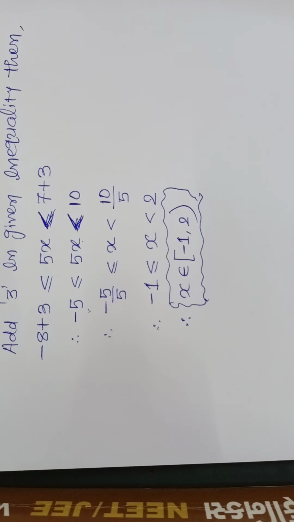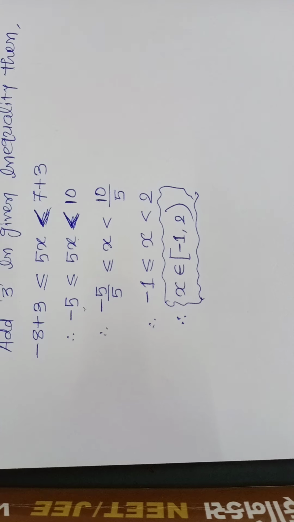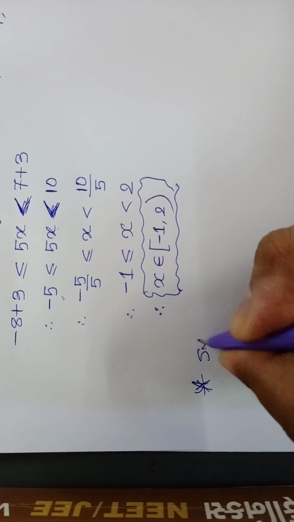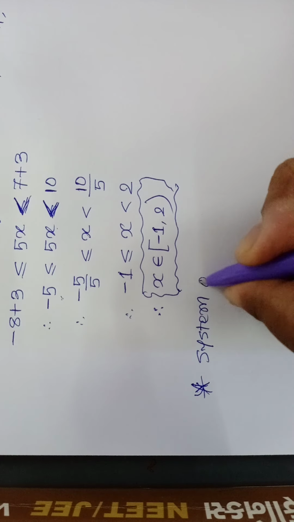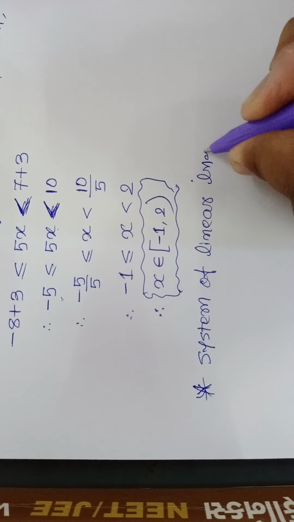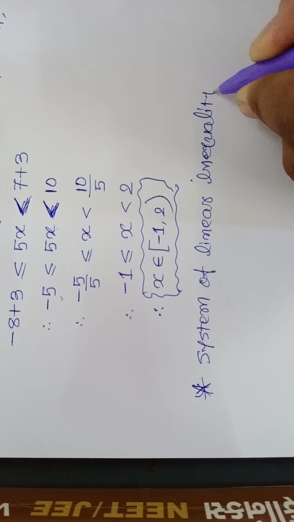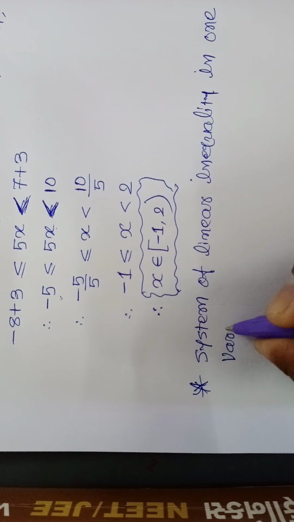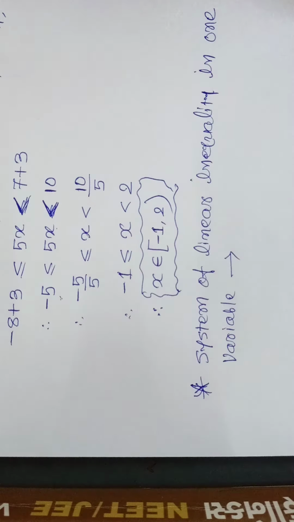Now my friends, sometimes what happens? A set of two inequalities is given. It is known as two different linear inequalities. It means a family of two linear inequalities. Let us see. So a system of linear inequalities in one variable, right? Let us see one example.